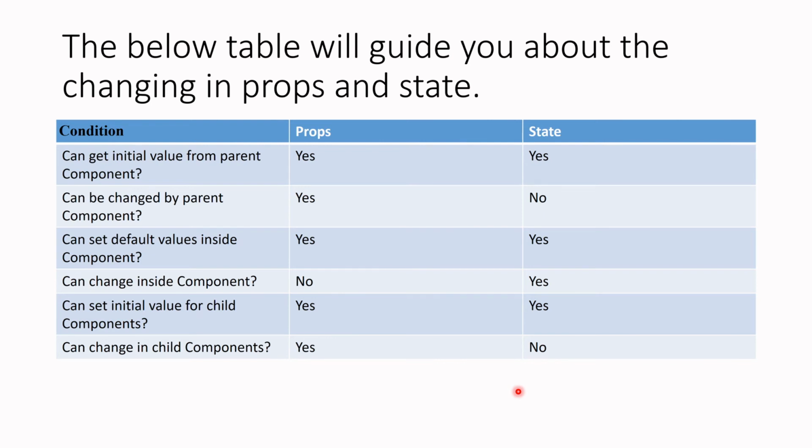The table will give you guidance over props and state. Can we get the initial value from the parent component? In props, yes; state as well, yes. Can it be changed by the parent component? In props, yes, but in state, no. In props we can pass the data and change the data from the parent, but from the child we cannot do that. In state we cannot do it.